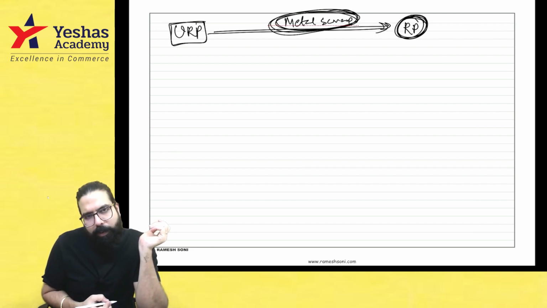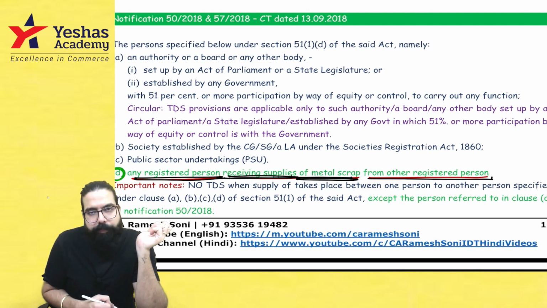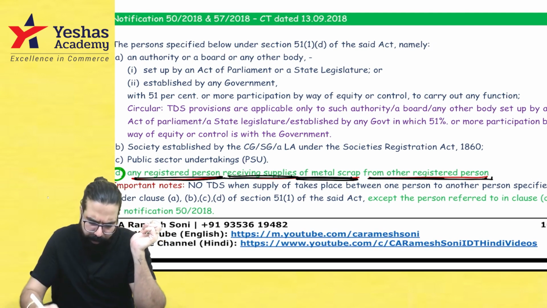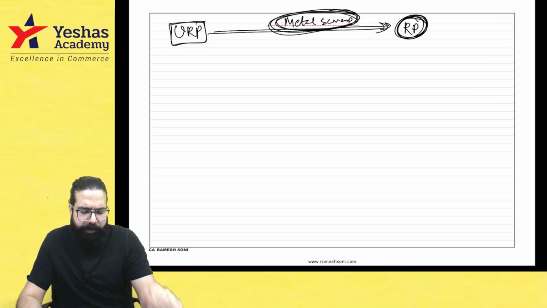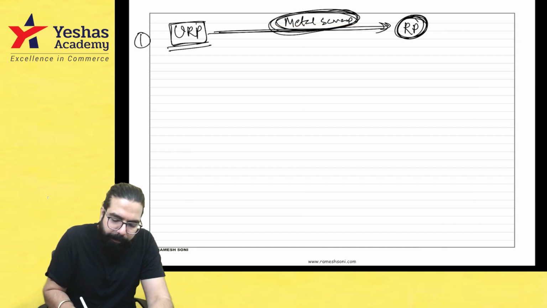Then remember one thing. See here. Any registered person who is receiving metal scrap from another registered, okay, no, not registered. Just give me a second. If an unregistered person is supplying metal scrap to a registered person, then reverse charge mechanism was applicable.